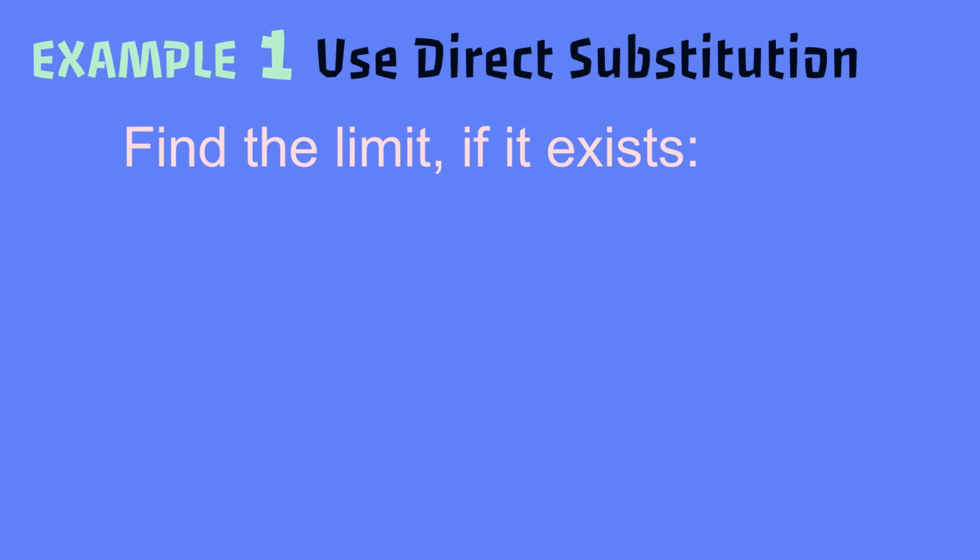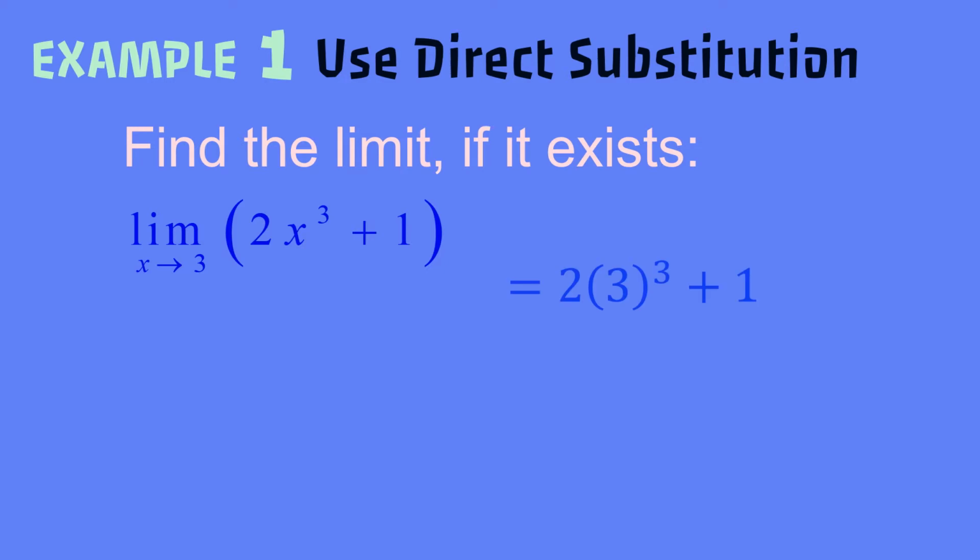And here we have the first example of direct substitution, and we're going to find the limit if it exists. Here we have a polynomial function, and what we need to do is find the limit of 2x cubed plus 1 as x gets close to 3. This is really simple. The only thing that we're going to do is replace the x by 3, and this becomes 2 times 3 to the third power plus 1. This is equal to 2 times 27 plus 1, and the answer finally is 55. So this is a continuous function, and when it is a continuous function and we need to find the limit, what we do is substitute directly the value that the function is getting close to.